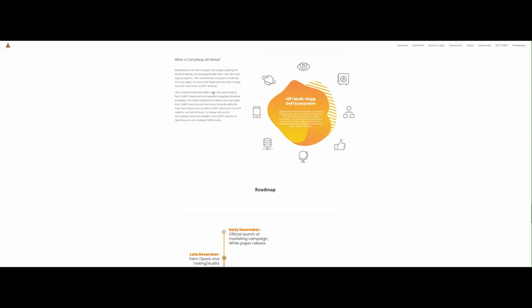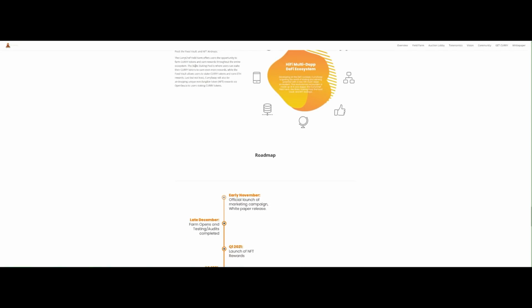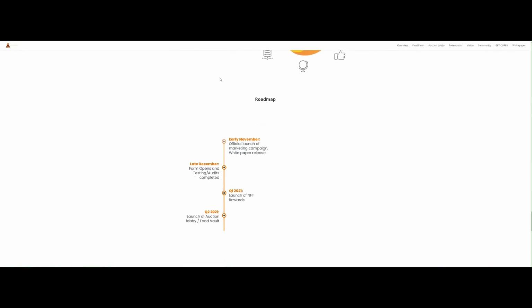And then here it tells you how users get the opportunity to farm these Curry tokens and earn rewards throughout the entire ecosystem. So very exciting stuff, guys. You see it's used to stake their Curry tokens. You can earn more and more rewards.